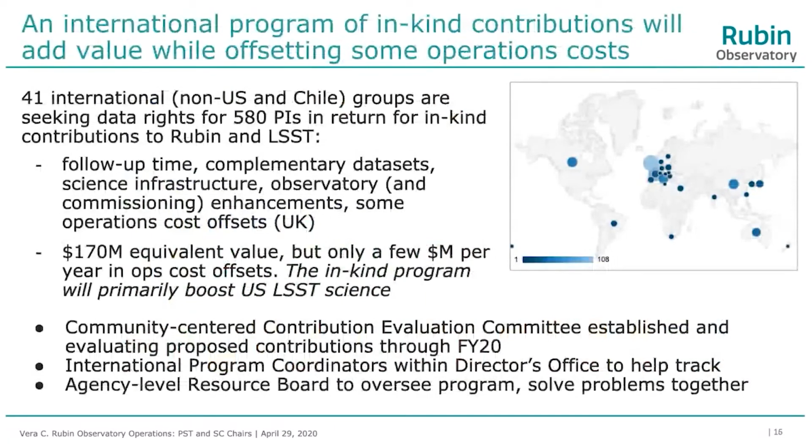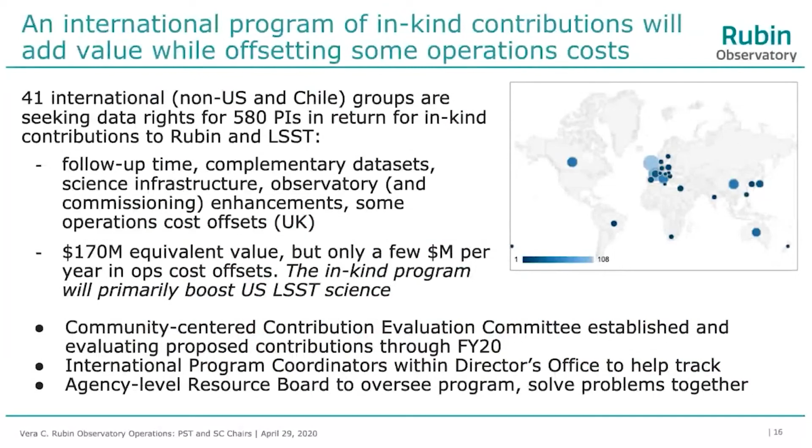This is mostly adding value to the survey. There's a few $1 million worth of in-kind contributions from the UK that could offset the cost of operations, but almost all of the program will be enhancing the LSST science program and the Rubin Observatory. And we do this in the form of providing follow-up time, complementary data sets, science infrastructure, software development, and so on.